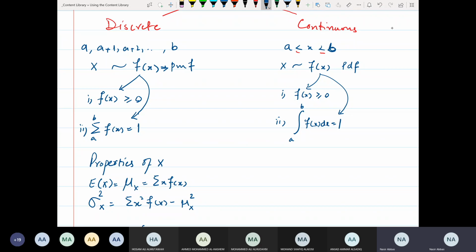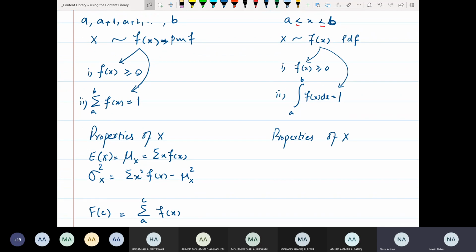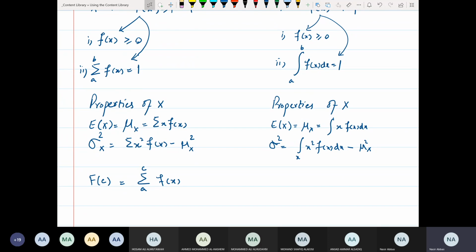Once the probability density function satisfies these two conditions, then it can be used to find the following properties of random variable X. What properties? Same properties. The mean of X should be the integral of X times f of X dx. The variance of X should be the integral of X squared times f of X minus mu square. And the distribution function of X at point C should be the integral from A to a specific point C.